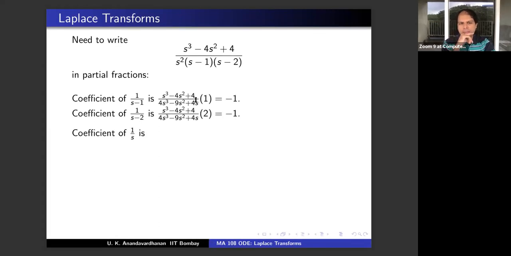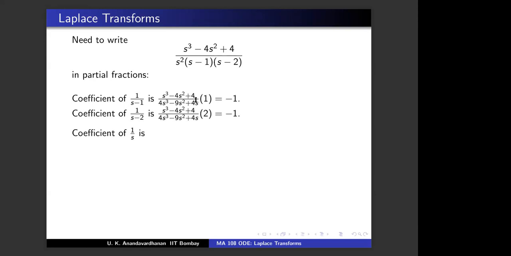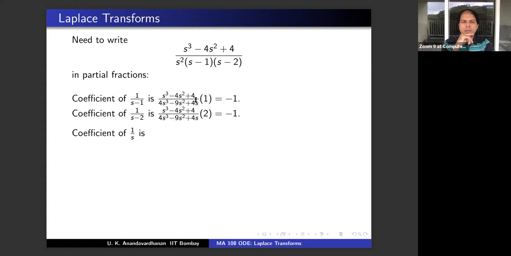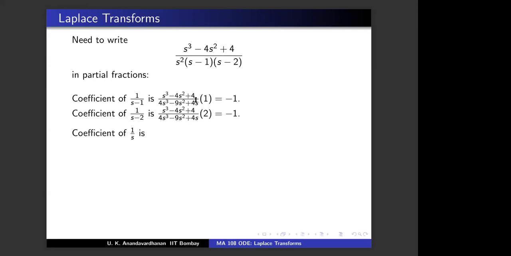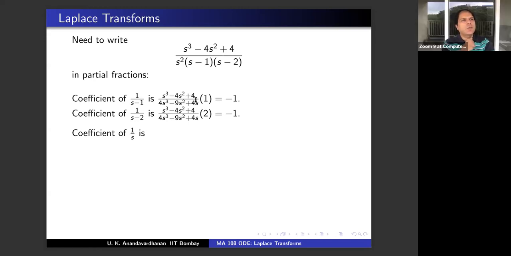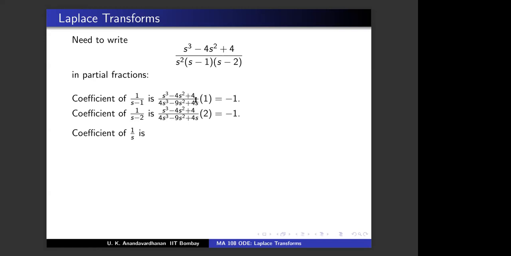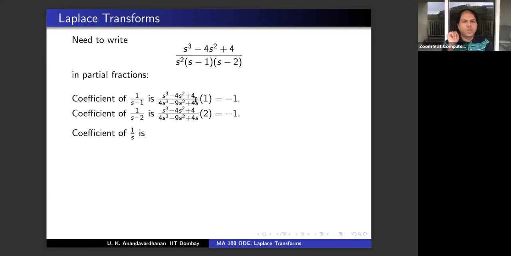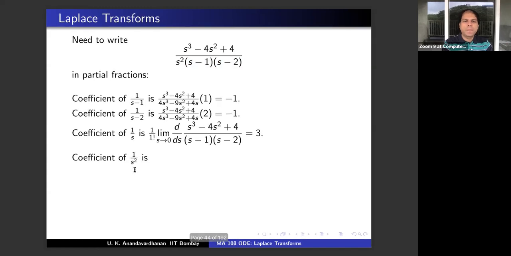Coefficient of 1 by s. What do you do? Apply that formula. What do you have to multiply with? The highest power, right? So you have to multiply with s square. Do you have to take a derivative or not? The derivative order is highest power minus 1, so it is 2 minus 1. So you have to take one derivative. So it is limit of d by ds of the expression multiplied by s square, and then you take the limit as s goes to 0, and 1 by 1 factorial goes away. And you get some answer. And coefficient of 1 by s square: you multiply by s square, so you get the same thing. Do you need to take the derivative?